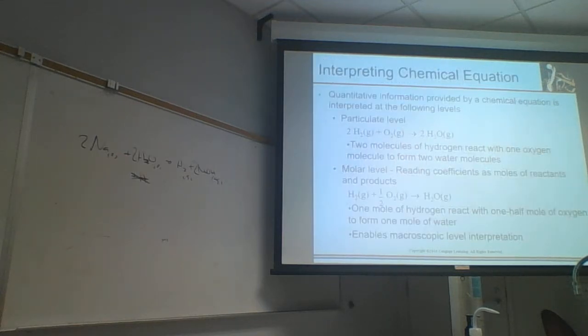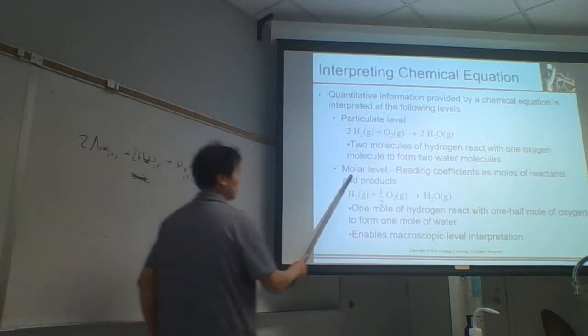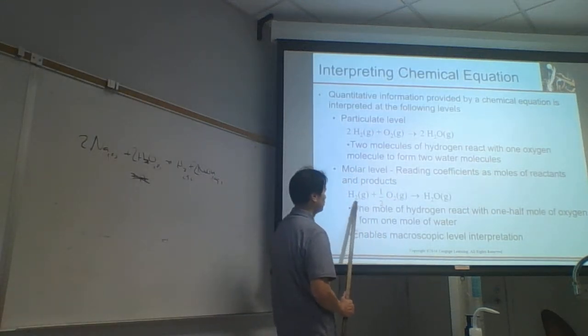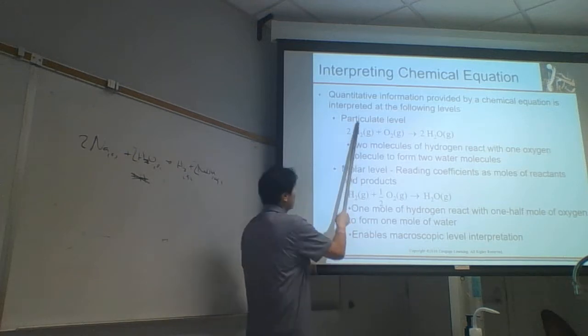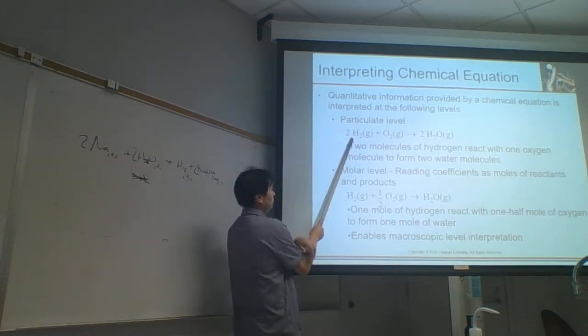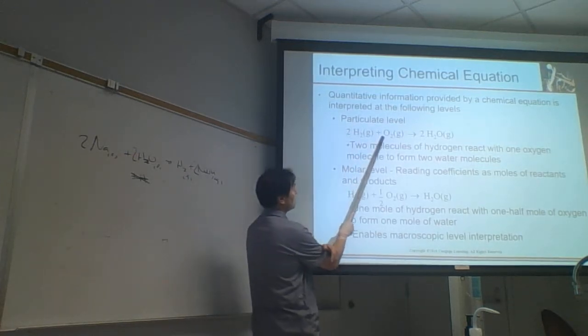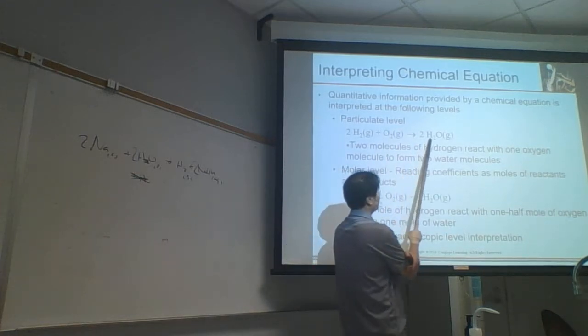And so that goes back to this slide. At the molar level, we read the coefficients differently. At the particulate level, this is 2 molecules of hydrogen, 1 molecule of O2 forms 2 molecules of water.